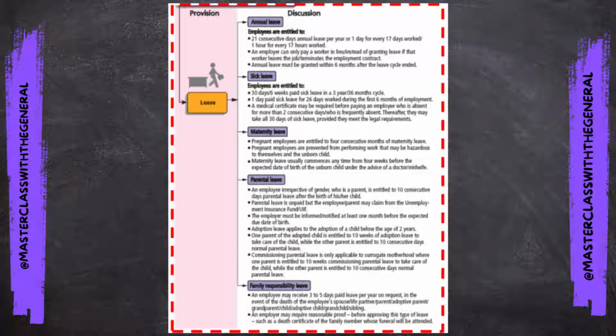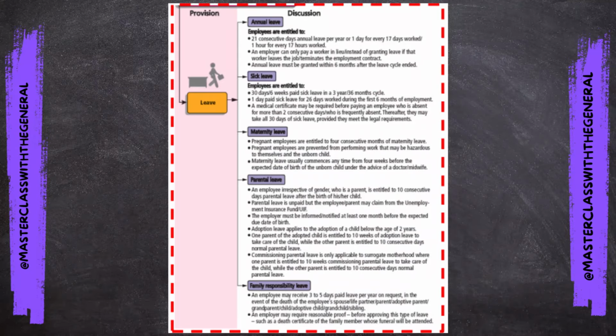An employee may receive 3 to 5 days paid leave per year on request in the event of the death of the employee's spouse or life partner, parent or adoptive parent, grandparent, child, adoptive child, grandchild, or sibling. In other words, close family. Upon the death of such a close family member, an employee is allowed 3 to 5 days leave to take care of business that comes with that.